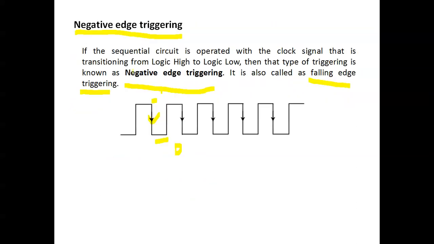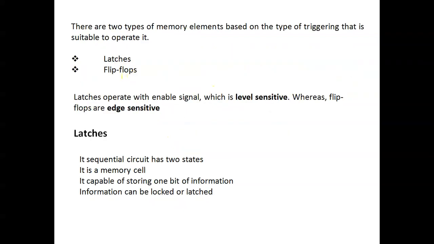So these are the triggering types in sequential circuits. The remaining things we will see in the next classes.